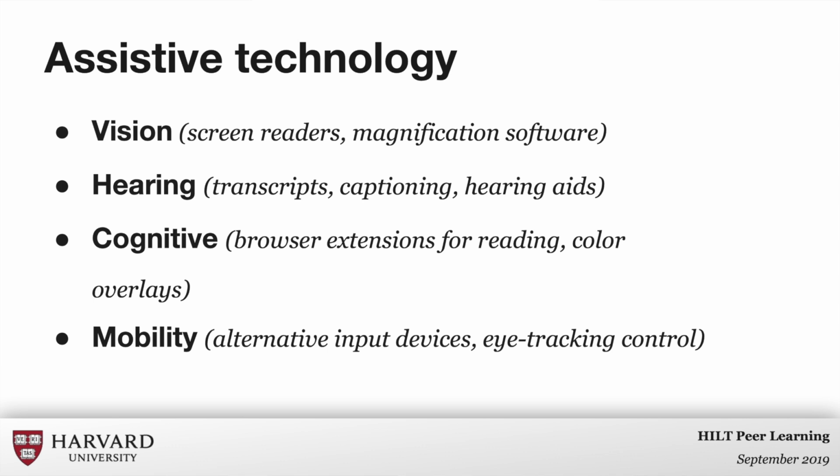And then for cognitive disabilities, there are browser extensions for reading that will strip out all the ads and just really focus you in on the main text. And then color overlays, like an actual physical color overlay, can help people with dyslexia read more quickly. And then for mobility, alternative input devices, so things like a head wand or a mouth wand so people can actually push the keys. And then eye tracking control is becoming more popular as that software is getting more sophisticated. So actually using your eyes to move the mouse around.